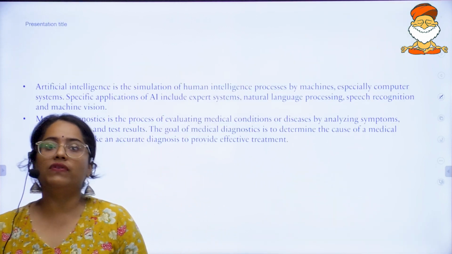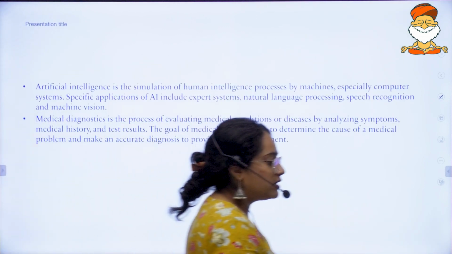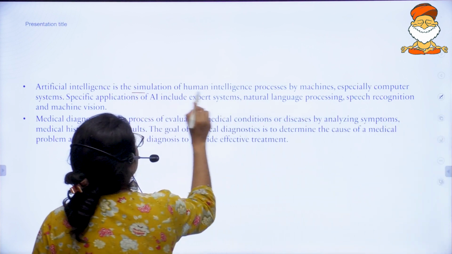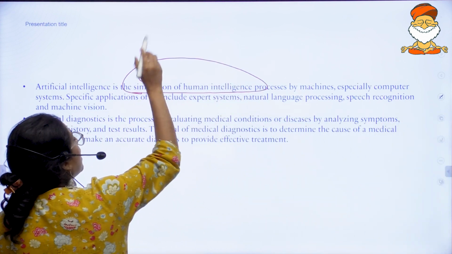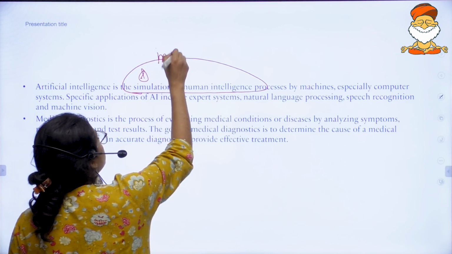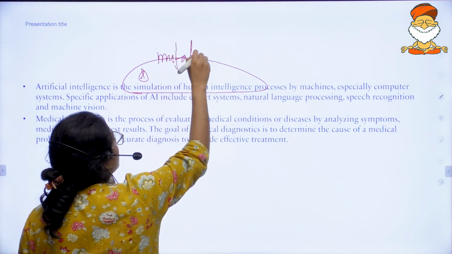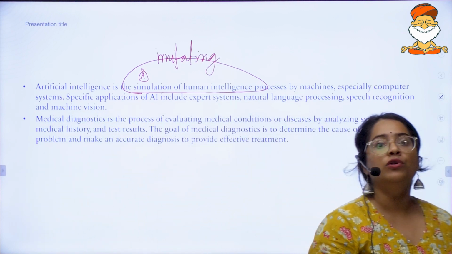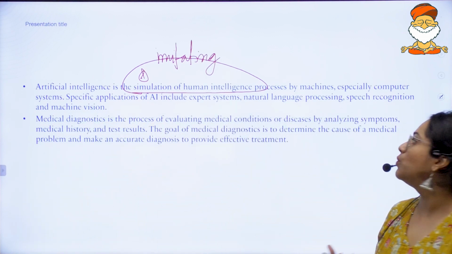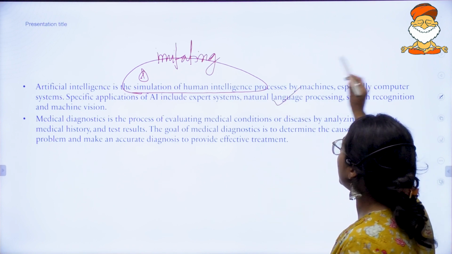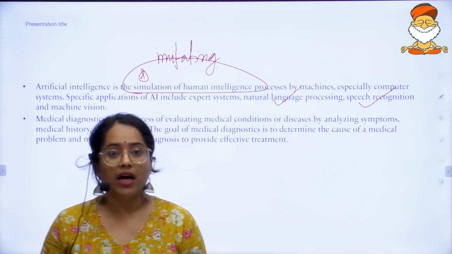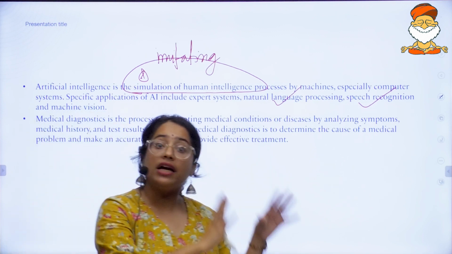We have to start with what the idea of artificial intelligence is. Artificial intelligence is basically the simulation of human intelligence processes. To put it in basic terms, it is machines imitating human intelligence processes, and in doing this they have used several aspects like natural language processing, speech recognition, machine vision, etc. This is the aspect of artificial intelligence.